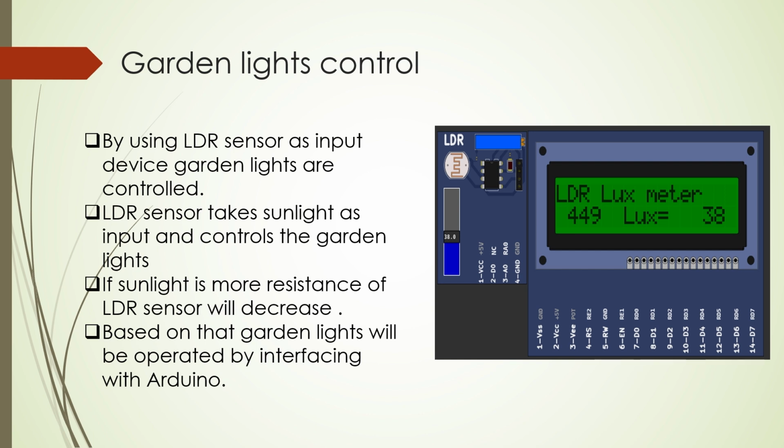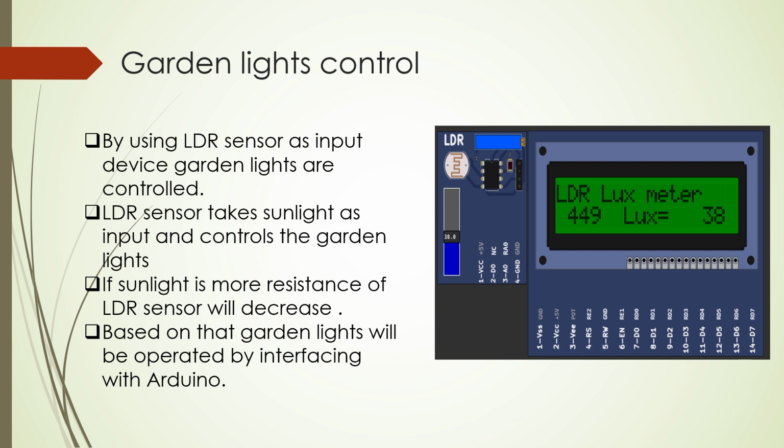If it is morning, the resistance of the LDR will be low, and if the resistance is low, we will tell the controller to keep the lights off. And in night time, the LDR's resistance is high due to the absence of light intensity.